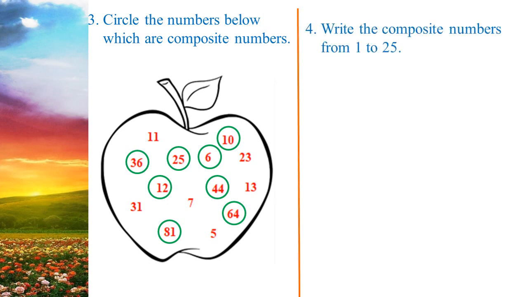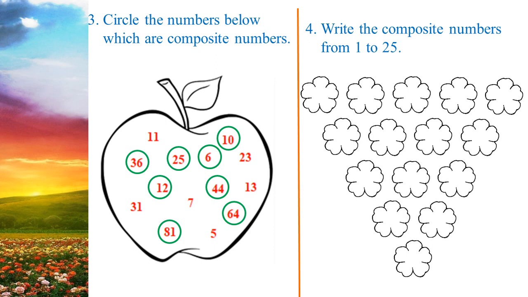Let's see fourth question. Write the composite numbers from 1 to 25. Here are given some flower images. Now we have to write the composite numbers from 1 to 25. The numbers are 4, 6, 8, 9, 10, 12, 14, 15, 16, 18, 20, 21, 22, 24, 25.